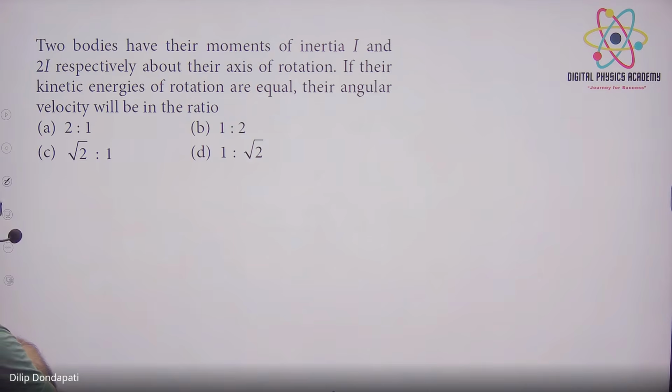So moment of inertias are given about the axis of rotation. If the kinetic energies are equal, then angular velocity ratio is how much? Sir, √2:1. देखेंगे. प्रणव करो.